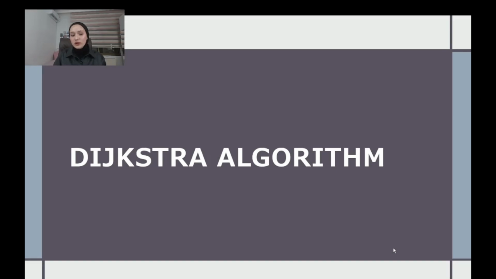Okay, so now we're going to talk about Dijkstra's algorithm, the most fundamental algorithm used to solve the shortest path problem in weighted graphs. It is a classic algorithm in computer science and serves as the foundation for many modern routing systems.